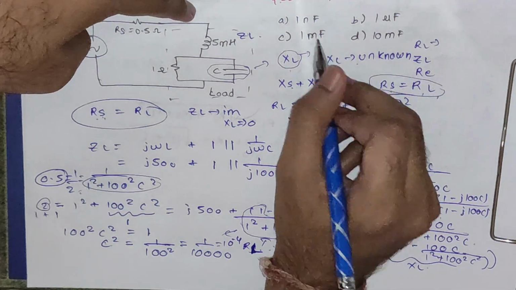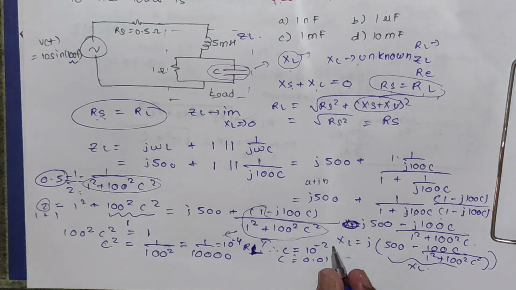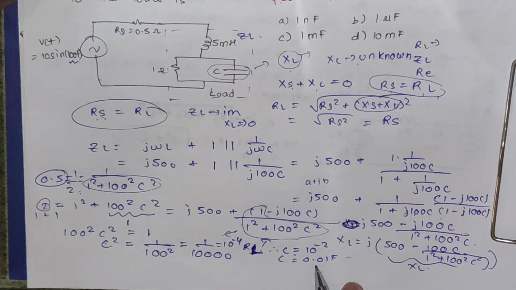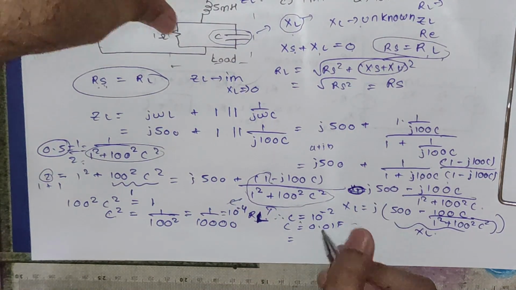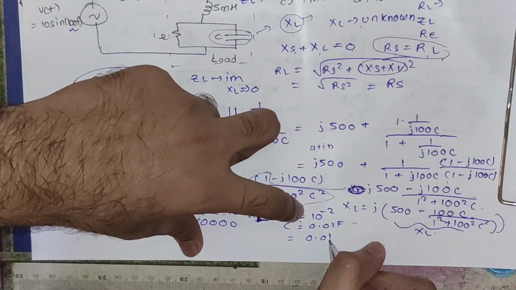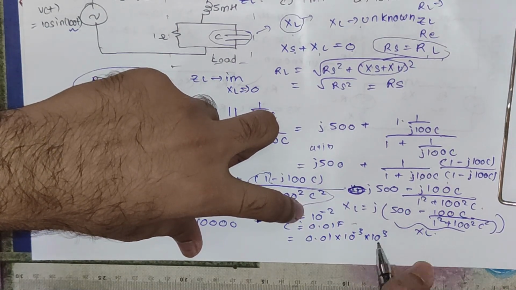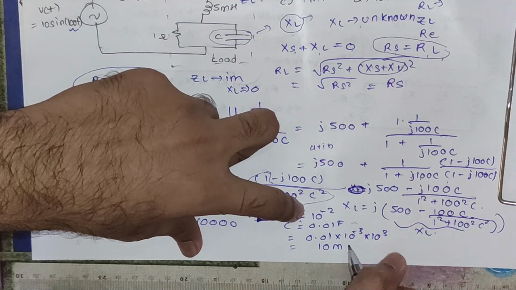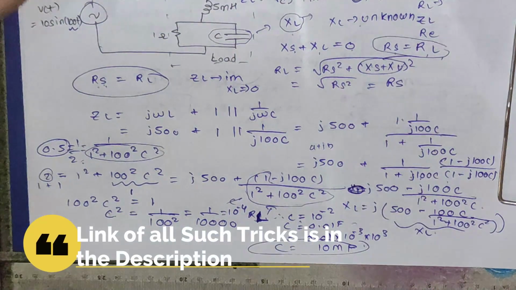But from the options you can see we want it in millifarad, nanofarad or microfarad. So for that we have to convert this C value into millifarad. If we convert this into millifarad, we get 0.01 into 10 raised to minus 3 into 10 raised to 3. So if you multiply it, we will get 10 millifarad as our capacitance value. So the correct option will be this 10 millifarad.